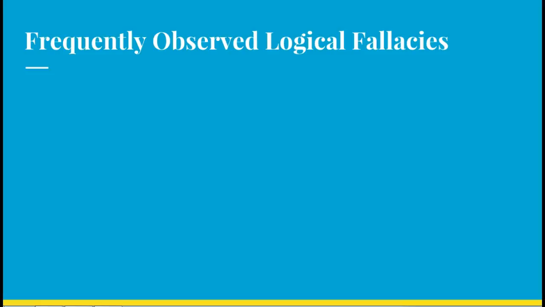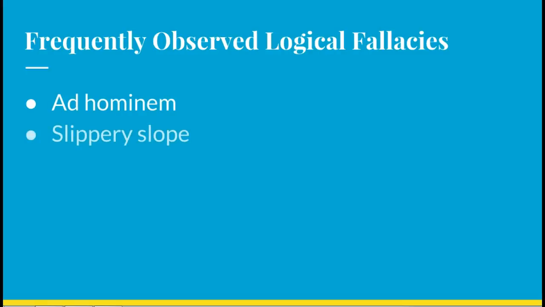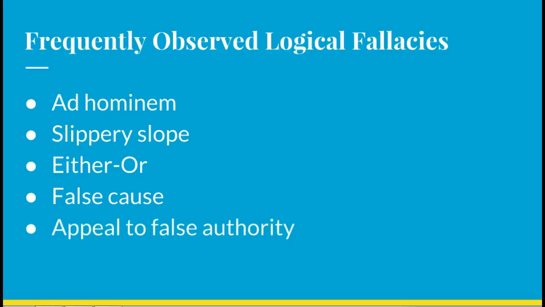So these are some frequently observed logical fallacies that we looked at in our previous session. Ad hominem, attack the person instead of what the person is saying. Slippery slope, it's all going downhill from here. We can't stop it. Either or, we have only two choices and there's not a third option. False cause was suggesting that something that happened before something else was the cause of something else. This is the same thing with the statement, correlation does not equal causation, which you may have heard. Appeal to false authority. This is the idea that your expert is not really an expert in the field.